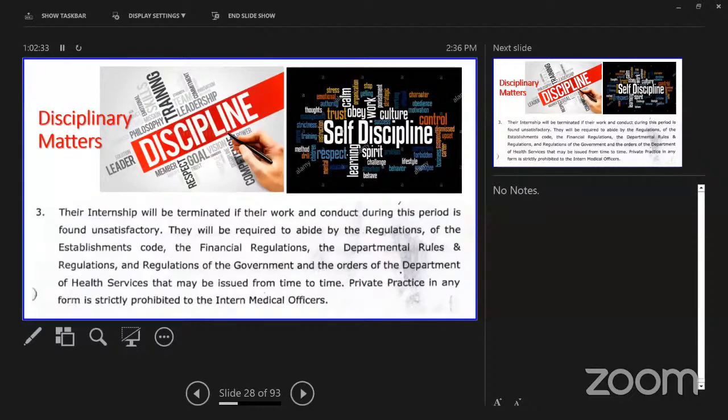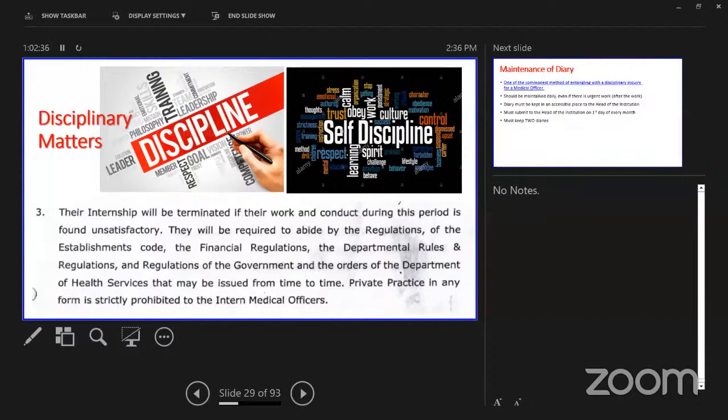So for the disciplinary matters, the only matter here is the internship will be terminated if their work and conduct during this period is found unsatisfactory. So you will be required to abide by the regulations of the establishment code, financial regulations, departmental rules and regulations, regulations of the government, and orders of the Department of Health Services that may be issued from time to time. So this is the main extract of the letter in relation to disciplinary matters.